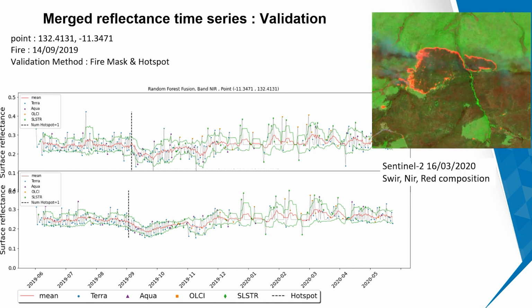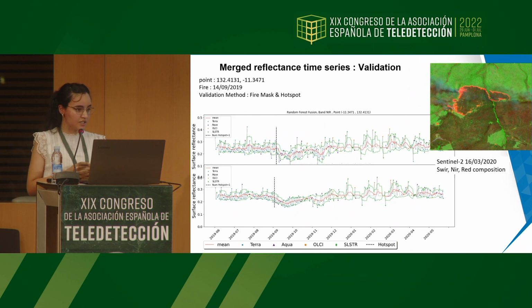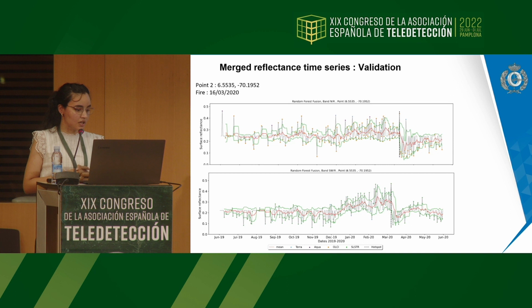We also used Sentinel-2 composite images, and the composition is SWIR, NIR, red to highlight the fire, and the image is taken from the same day and the same location to make sure that the fire was there. And we can see that the time series has stability over time, but then we have a sudden decrease that coincides with the hotspot and with the fire from the fire mask. Here is another time series from the other tile, the South America tile.